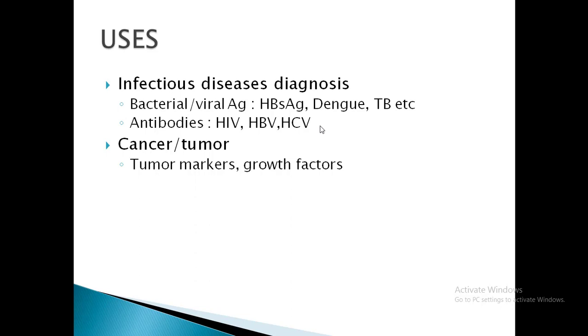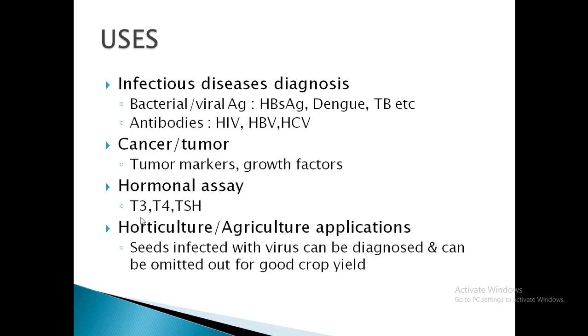For detection of tumors or cancers, we use ELISA to detect various tumor markers. For various growth factors, we use ELISA. Most hormonal assays are carried out by ELISA. It is the most commonly used technique for hormonal assay, although nowadays there are various advanced techniques used for detection of hormones. I have given the example of T3, T4, TSH, but the majority of hormones can be detected by ELISA.